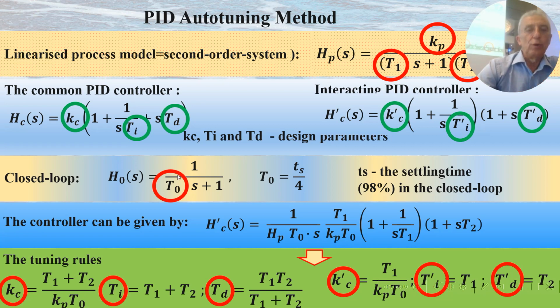We need the performances for the closed loop. That means steady state error 0 usually, and settling time, that means the time response for the process in closed loop, for the controlled process. If we impose the settling time, we can calculate this parameter, and we have in closed loop the model of the system. Using these two, we can compute the PID controller parameters. We have here formulas in the down part.